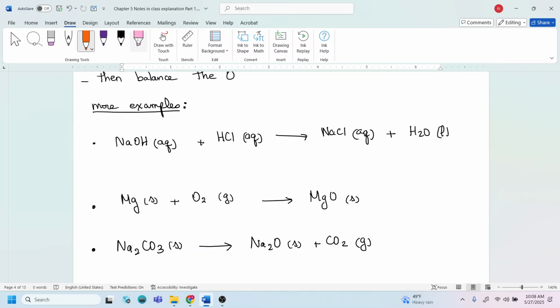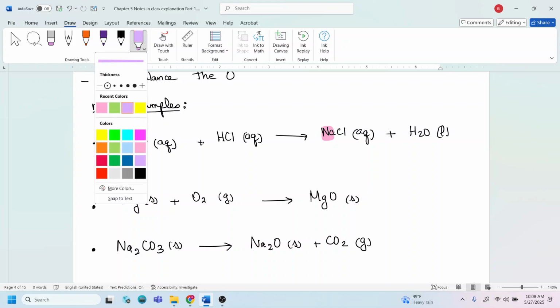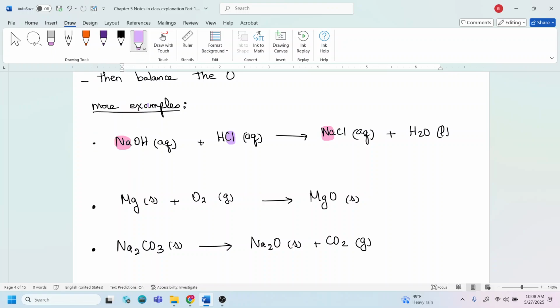So with these, I'm going to start with everything except the hydrogen and the oxygen. So you can start with either the sodium or you can start with the chlorine, guys, whatever you want. So I'm just going to go ahead and start with the sodium in there. I'm starting with the sodium here, sodium there, I'm good. So the sodium is balanced. And then I go to the chlorine. So the chlorine in there, I have one chlorine, I have one chlorine. I'm fine with the chlorine.